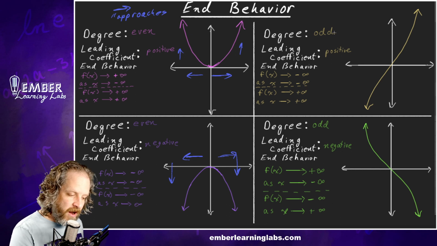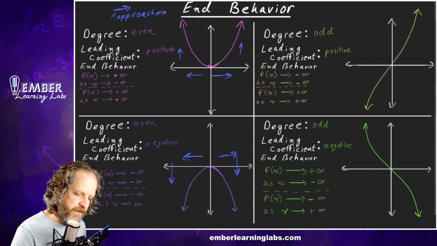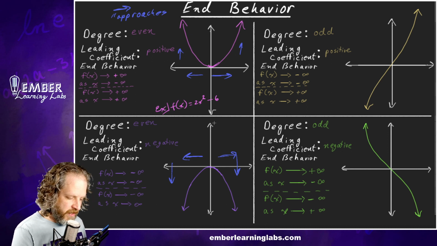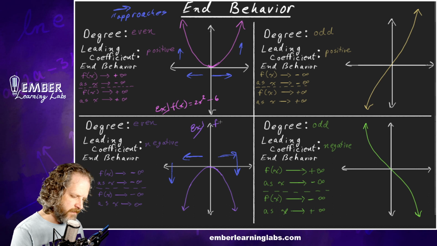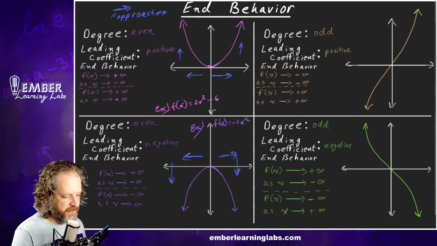So on an odd degree function where the leading coefficient is positive, what would actually be helpful? Let me add this little thing here. An example of what this would be is something like f of x equals 2x squared minus 6. Now, that's not this function, but something like this. This one down here would be something like f of x equals negative 2x to the 4th, right? So negative leading coefficient, even degree.